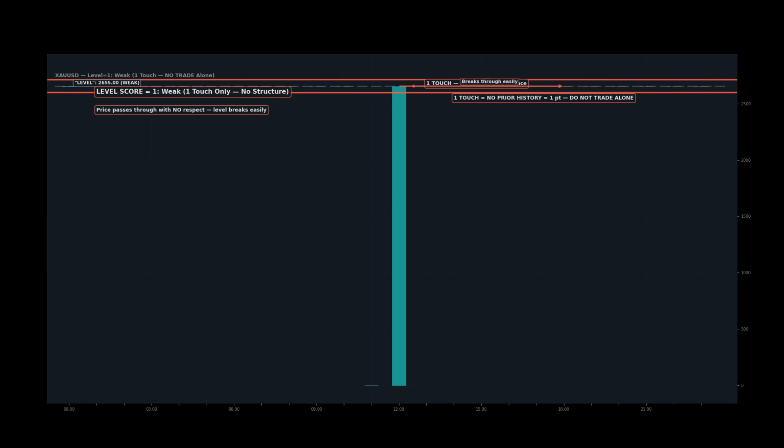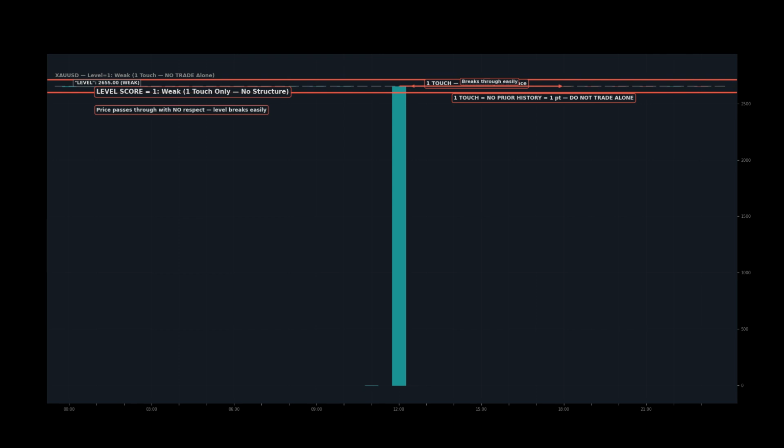This is a weak level. Level quality score equals 1. A weak level is not traded alone. It only becomes valid if confluence from time and structure also align. But even with time and structure, a weak level drags the total score down.